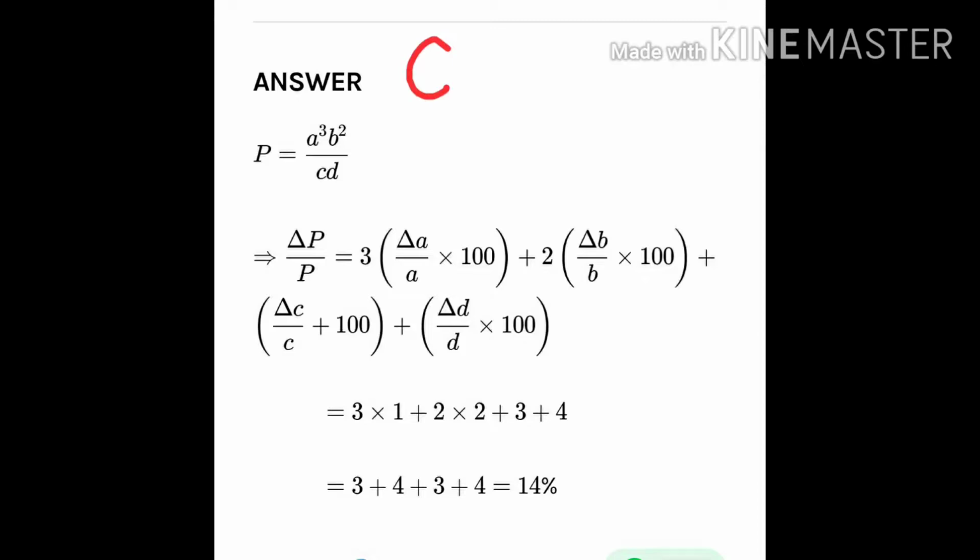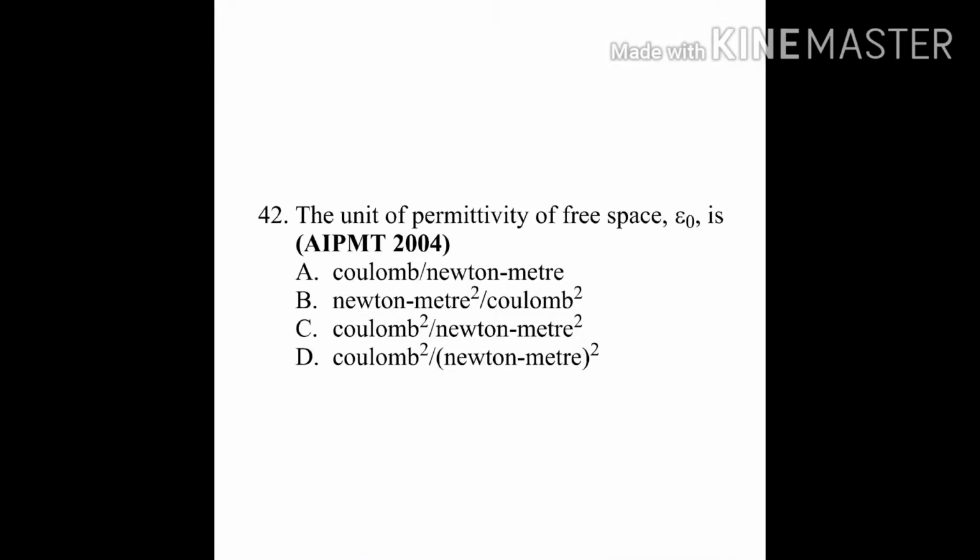Here they have given the equation P is equal to A power 3 B power 2 divided by CD. Here we are multiplying the percentage error of A by 3 times, the percentage error of B by 2 times, then we are adding the percentage error of C and the percentage error of D, so we are getting totally 14% is the correct answer. Question number 42.